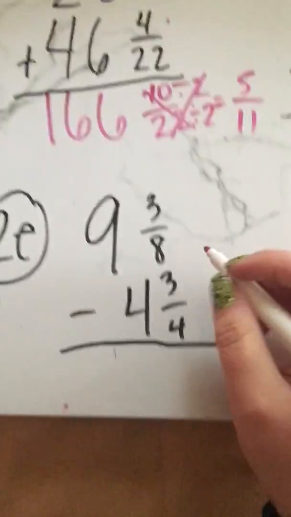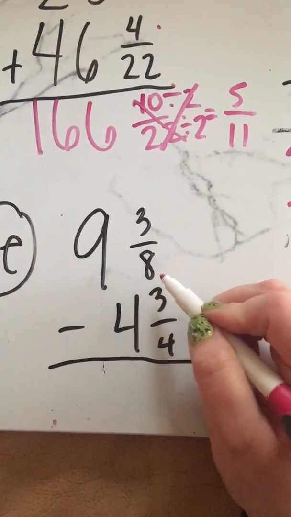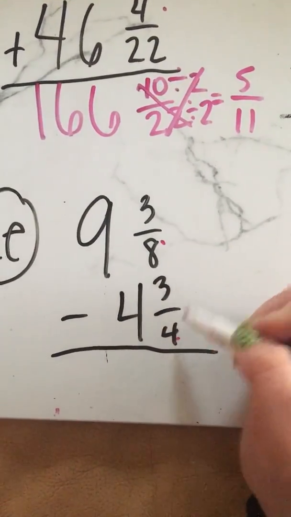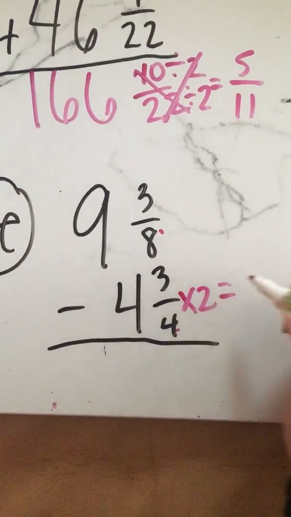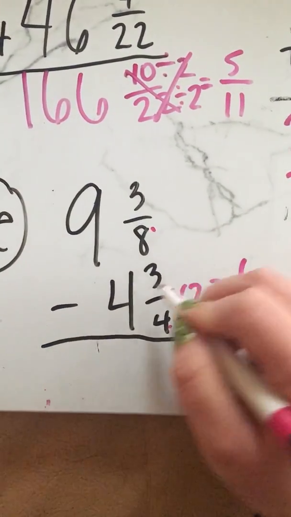To subtract, first we need a common denominator. To get a common denominator for 4 and 8, we need to multiply 4 times 2 to get to 8. This is my new fraction.